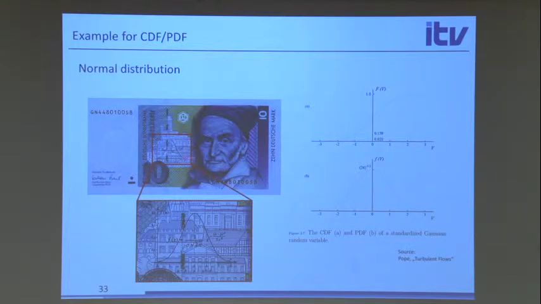Now, you see this here. In Germany, we use the euro as a currency, but a few years back, we used the German mark, the Deutsche Mark. This is the 10-mark bill, and you see this is Gauss, and here this is the Gauss function, and here it even has the formula.